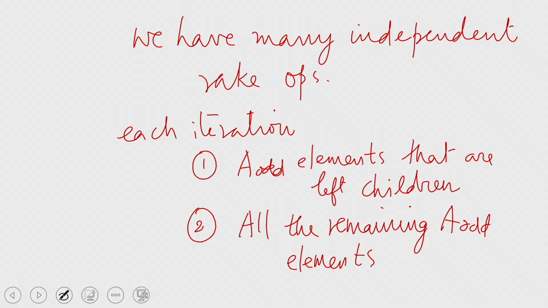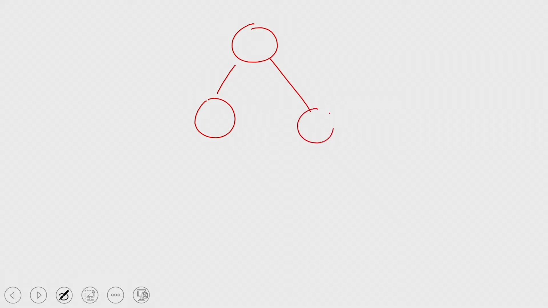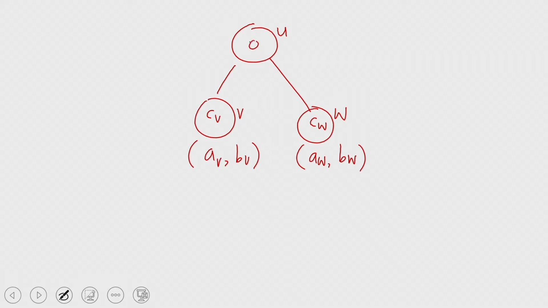Therefore, if we begin with a tree and perform a series of rake operations until the tree reduces to a tree of this form, with two leaves V and W, with the root at U, with AV, BV as the labels at V and AW, BW as the labels at W, with CV and CW as the values at V and W respectively, and some operation at U. The operation at the root is either addition or multiplication.